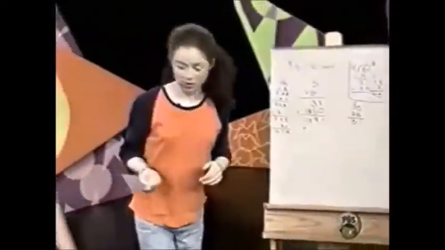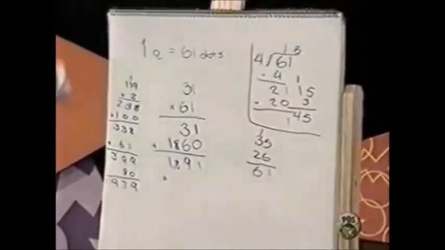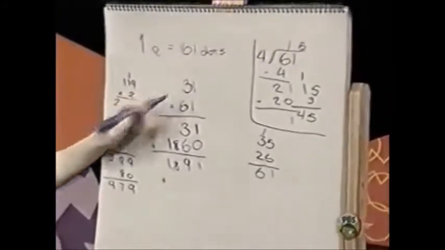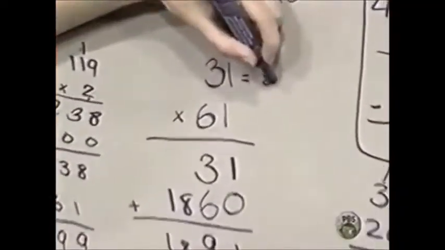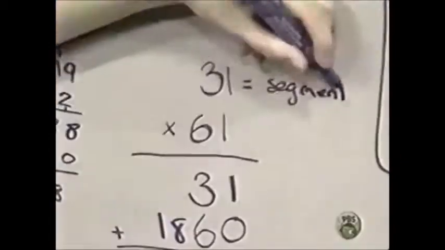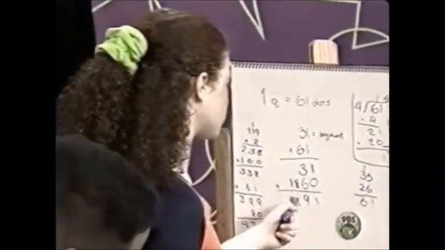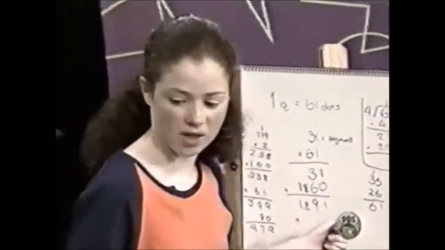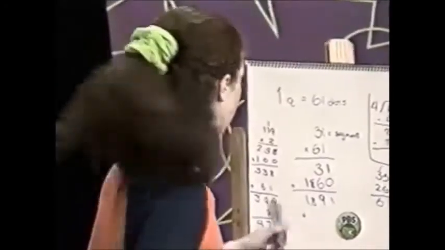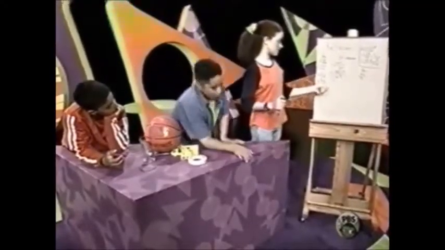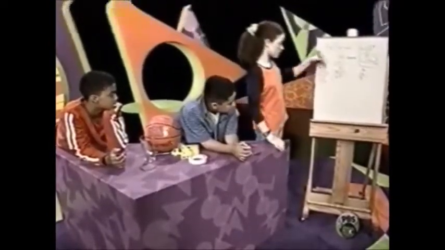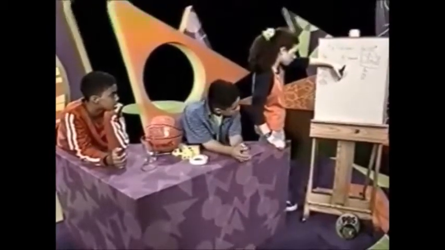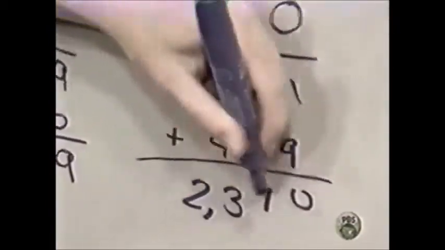Okay, so let's review everything that we did. There are 61 dots on a quarter, and there are 31 quarters that can fit onto this segment. Together that equals 1,891. That's how many quarter-sized dots there are. Then the spaces where the quarters didn't fit, there are 479 dots. So if we add those together, 2,370. And that's how many are in one segment.